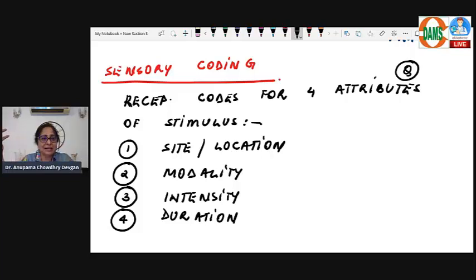When I say modality, that means, for example, is it fine touch? Is it crude touch? If it is fine touch, has it been done by cotton wool or by a silk cloth or by a feather? So that is modality, intensity, and duration. These are your 4 attributes of a stimulus. A good receptor will tell me the exact site or location of the stimulus, the modality, the intensity, and the duration. This is known as sensory coding.